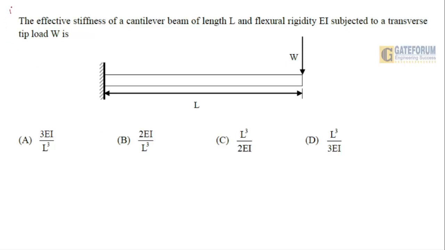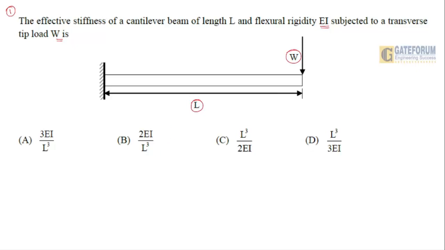Moving on to the very first question of strength of material subject. The effective stiffness of a cantilever beam of length L and flexural rigidity EI, subjected to a transverse tip load of W. A cantilever beam is given to you where the load W is acting at the free end and L is the length. The options are: A, 3 EI by L cube; B, 2 EI by L cube; C, L cube by 2 EI; D, L cube by 3 EI.